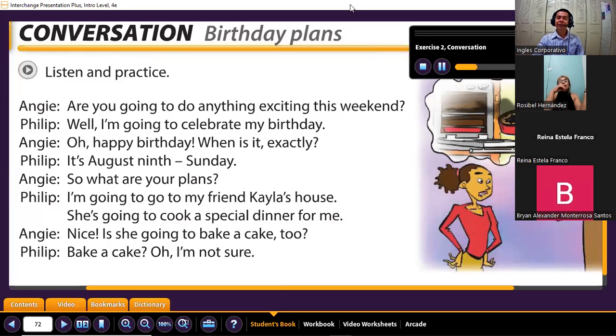Listen and practice. Are you gonna do anything exciting this weekend? Well, I'm gonna celebrate my birthday. Oh, happy birthday. When is it exactly? It's August 9th, Sunday. So what are your plans? I'm gonna go to my friend Kayla's house. She's gonna cook a special dinner for me. Nice. Is she gonna bake a cake too? Bake a cake? Oh, I'm not sure.